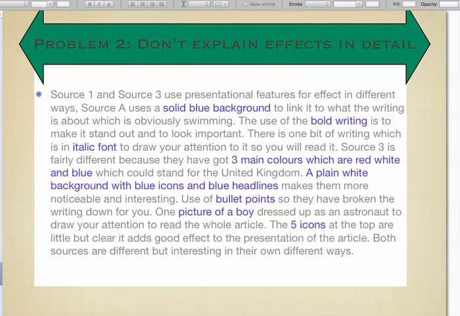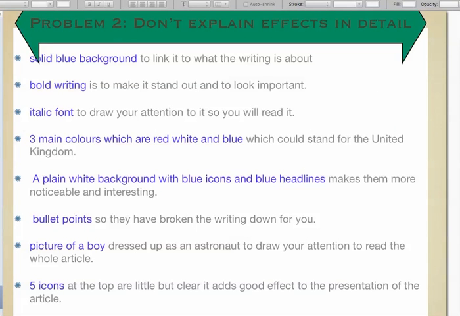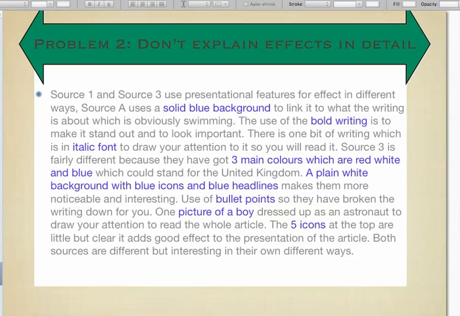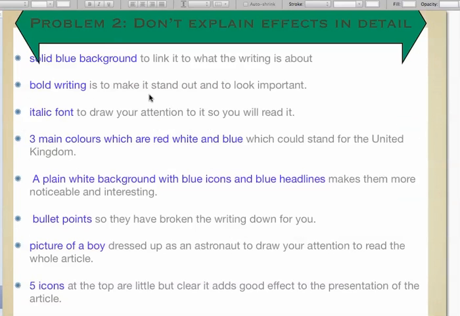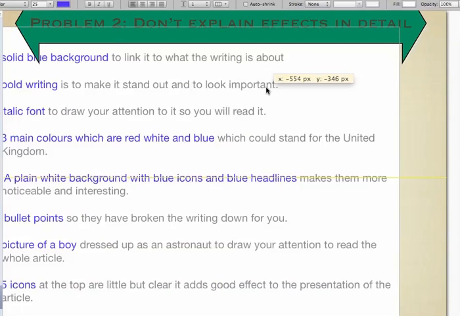Well, actually, if you take it apart, that answer, and just look at what the effects were, I've taken all the sentences out and just got the technique and the effect. We've got a solid blue background, link it to what the writing is about. Bold writing, make it stand out and look important. Italic font, draw your attention to it so you'll read it. Now, all of this, you could argue, may be true, but it's not going into enough detail and it's not being specific about this text.